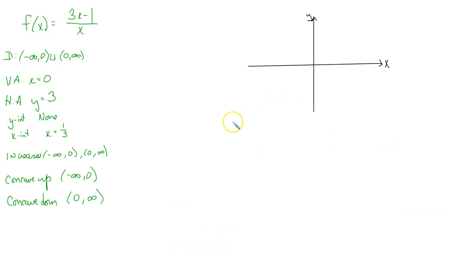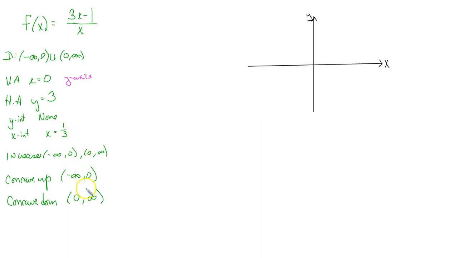All right, so we're on a new page here where we're going to graph the function 3x minus 1 over x. The domain, remember, is negative infinity to 0 and 0 to infinity. We have a vertical asymptote at x equals 0. This is actually my y-axis, so my graph is going to get close to my y-axis but not cross it. Horizontal asymptote at y equals 3, no y-intercept, and an x-intercept at 1/3.